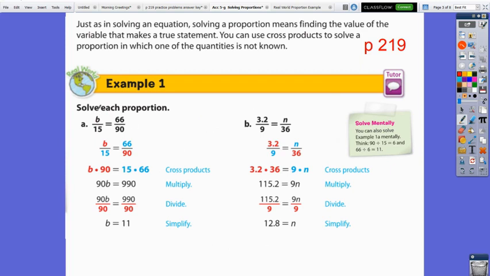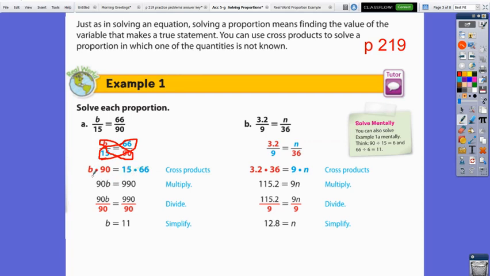So we're solving equations here. There's going to be an unknown as a variable, in some place somewhere in the proportion. In this case, B over 15 equals 66 over 90. Again, you multiply across. So you do B times 90 and 15 times 66. If you can do this multiplication in your head, then a lot of times you'll just skip this step of writing it out.